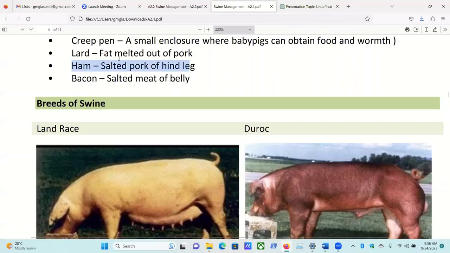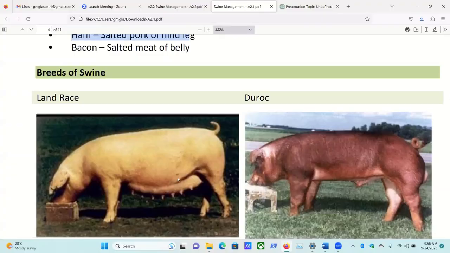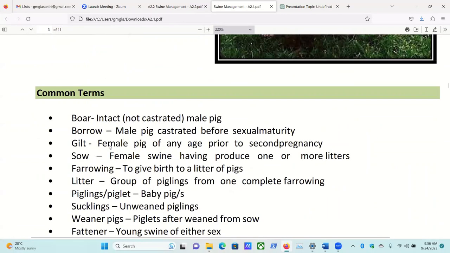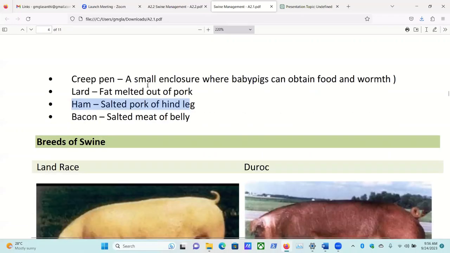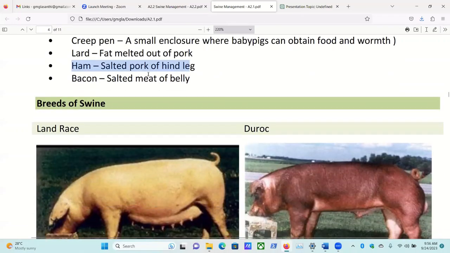Ham means salted pork of the hind leg. That means we are producing ham from this area, and it is salted ham. The bacon means salted meat from the pig's belly, this area. So those are the common terms you have to have an idea about because they are very much essential in understanding management practices.